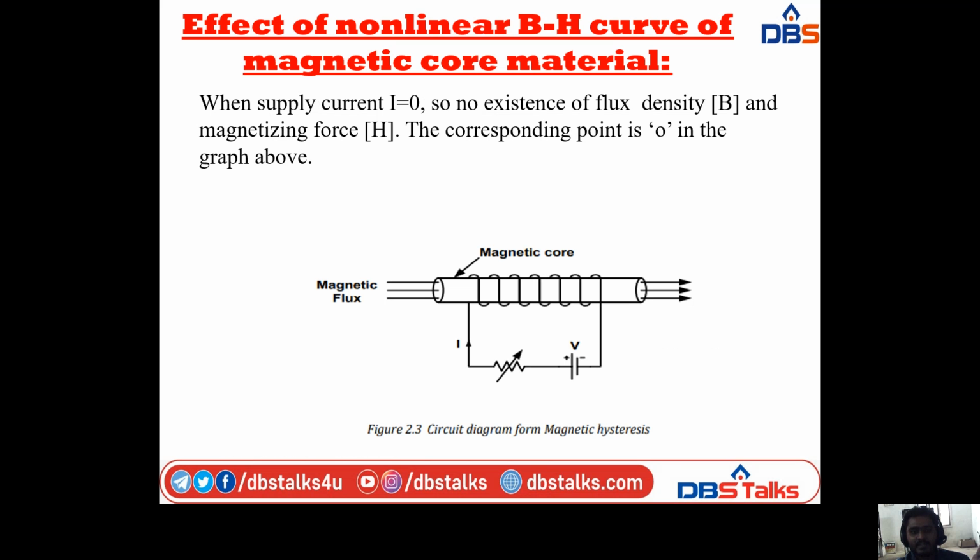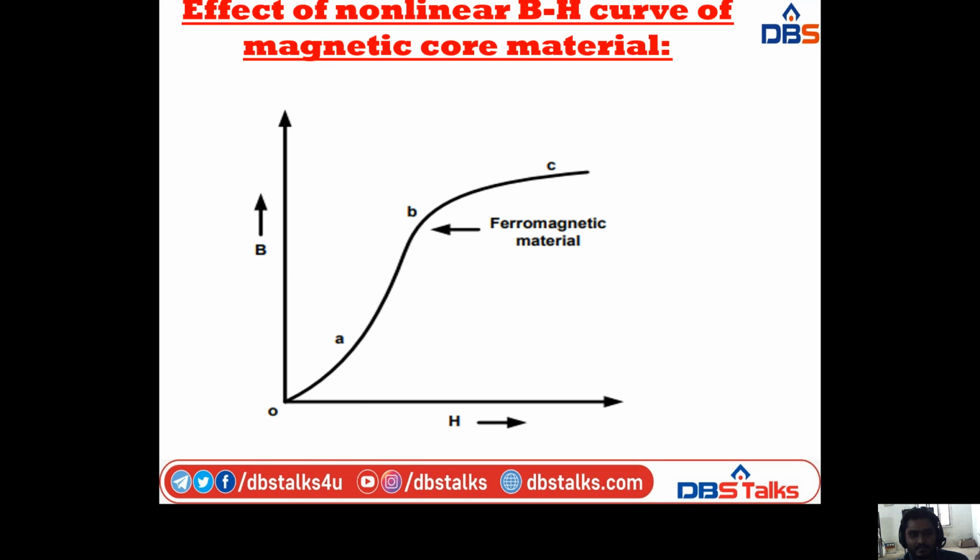Based on that, when the supply current I is 0, there is no existence of flux density B and magnetizing force H. So the corresponding point is 0 in the graph above.